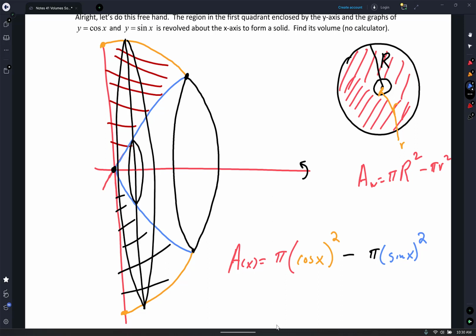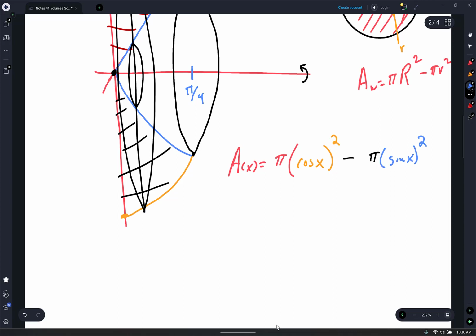Power 4. Good. Remember that at power 4, cosine and sine have the same value, square root of 2 over 2. So here we go. Volume equals integral 0 to pi over 4.